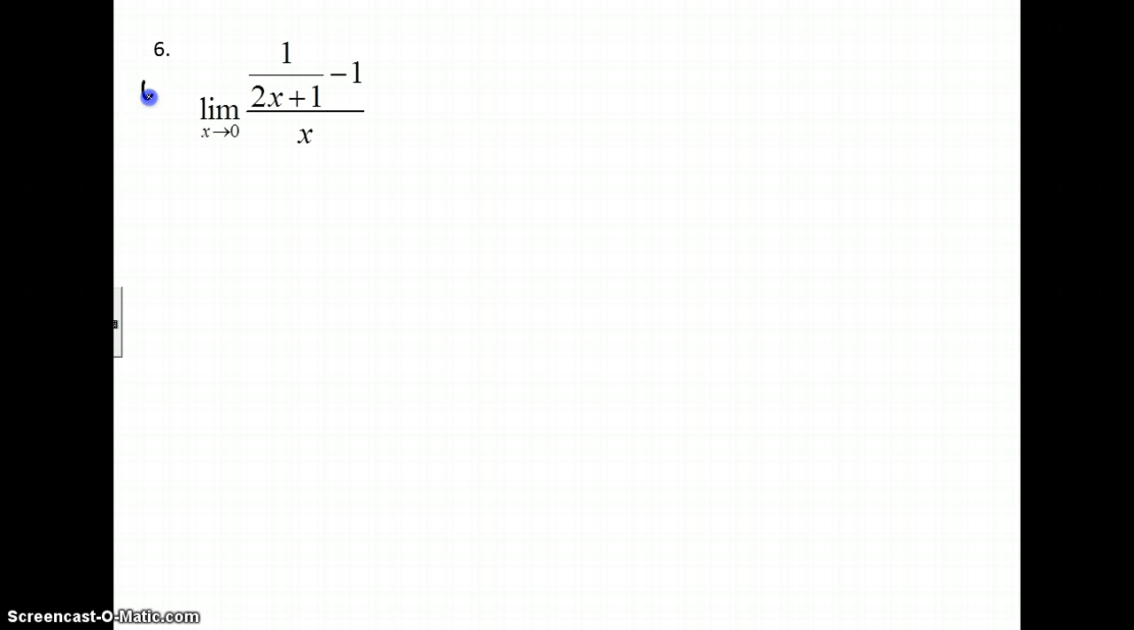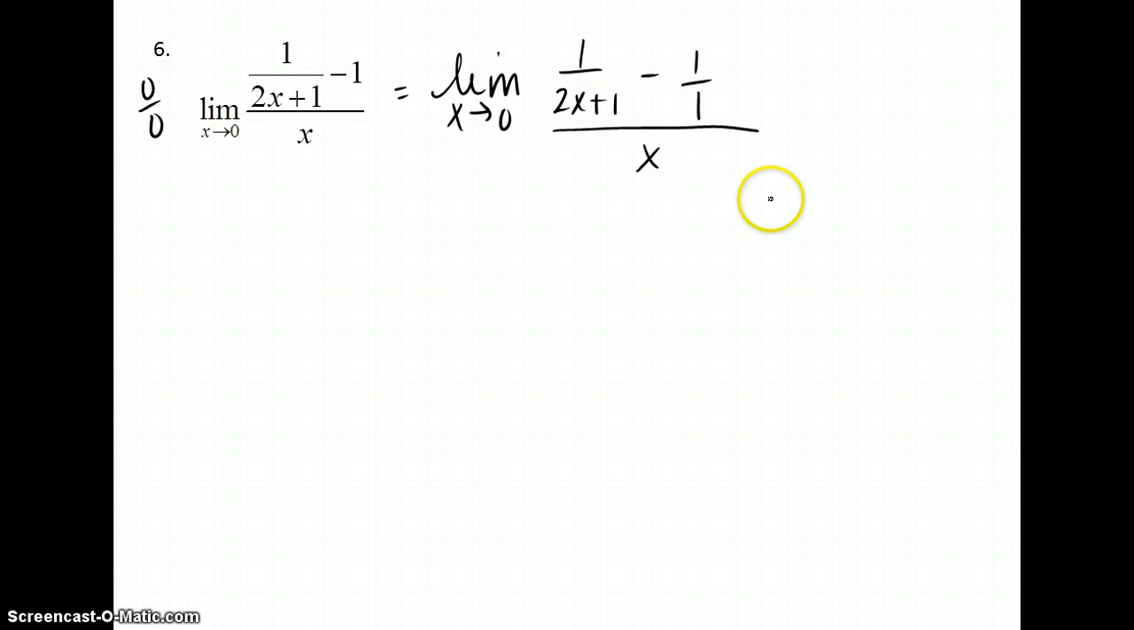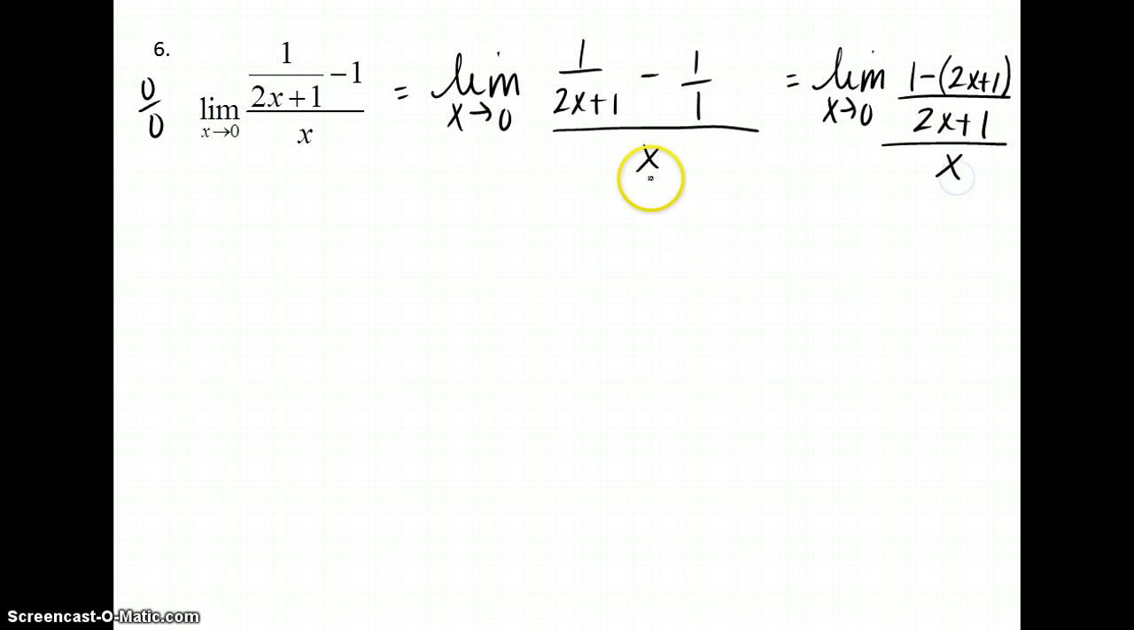Okay, direct substitution again gives us 0 over 0. So what we're going to look to do, the numerator is asking us to subtract 2 fractions. So first I'm going to write the second term as 1 over 1. Then it identifies the common denominator for us to be 2x plus 1. So the first fraction doesn't need to be multiplied by anything. The second fraction is multiplied by 2x plus 1 on the top and bottom. That denominator, the dividing by x, carries from the original.